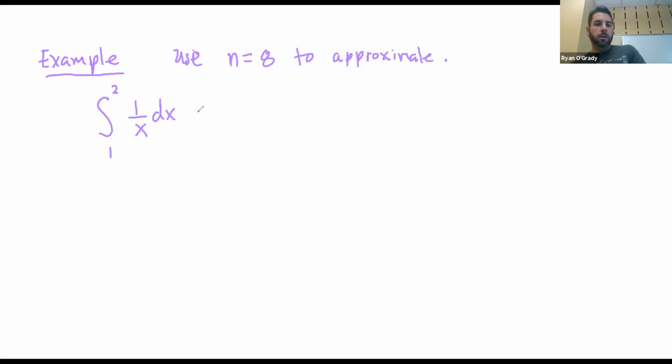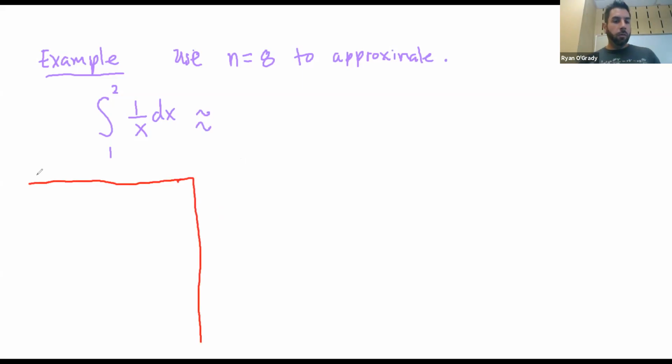So we know that this creature has a certain form. Now, here's what we need to do. I can't emphasize this enough. Before you do anything, you need to sort of get your puzzle pieces on the ground. So first off, what is your delta x? Your delta x is always b minus a over n.